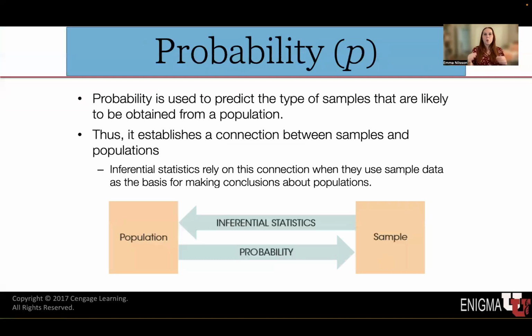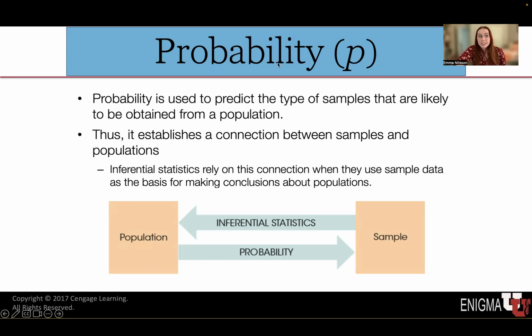So first and foremost, what is probability from a statistics perspective? From a statistics perspective, probability is used to predict the type of samples that we are likely to obtain from a population. So it establishes a connection between samples and populations in the forward direction. We've talked previously about how in research, we often do our research on the sample and then use inferential statistics to draw conclusions about our population after the fact.